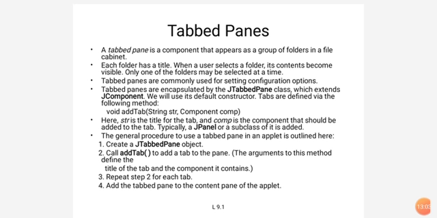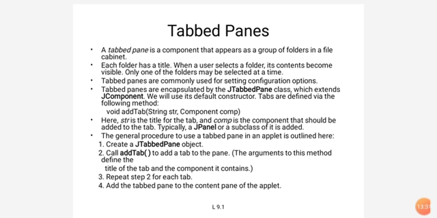Each folder has a title. Whenever the user selects that folder, the contents of that folder become visible. Only one folder is selected at a time. Tabbed panes are commonly used for setting configuration options. Generally, this is used in real time for setting the configuration options. It contains the group of folders where we can select only one folder at a time. When you select that folder, only the contents of that folder are displayed on the screen.